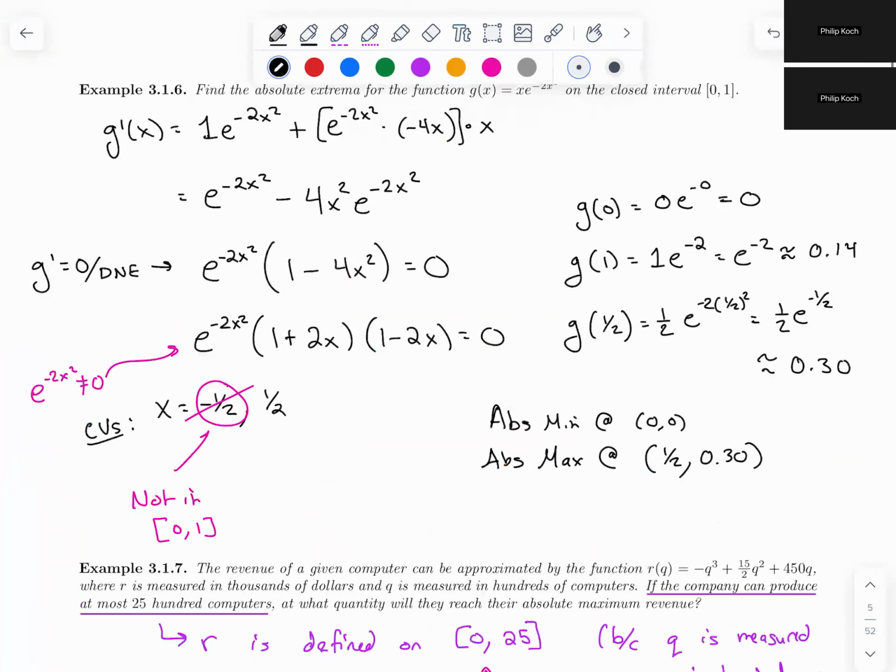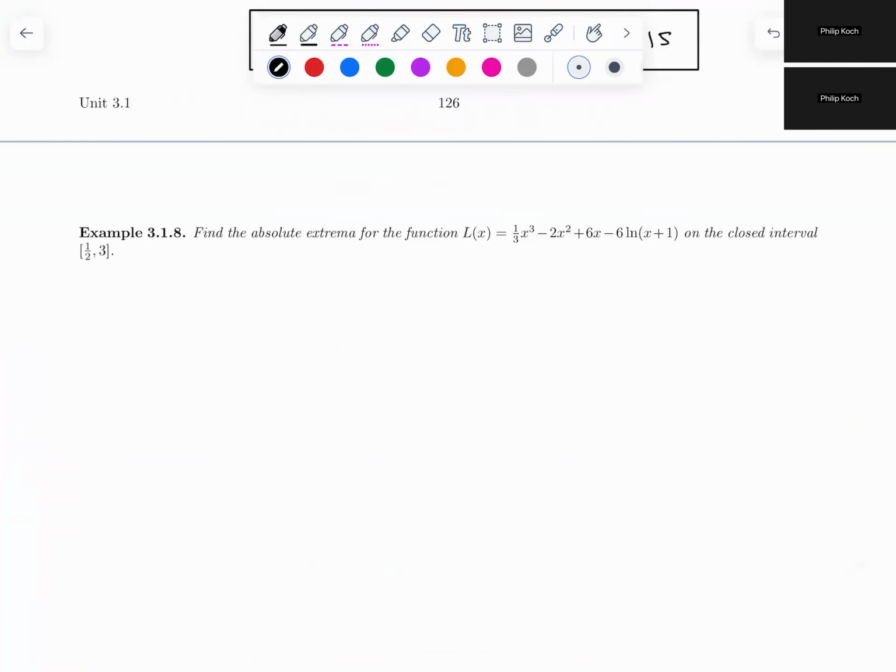So on this problem right here, find the absolute extrema of this function, L of x is equal to 1/3 x cubed minus 2x squared plus 6x minus 6 ln of x plus 1 on the closed interval, bracket 1/2 to 3. So if we're going to find absolute extrema on a closed interval, we're using the extreme value theorem, which means we need to first find critical values.